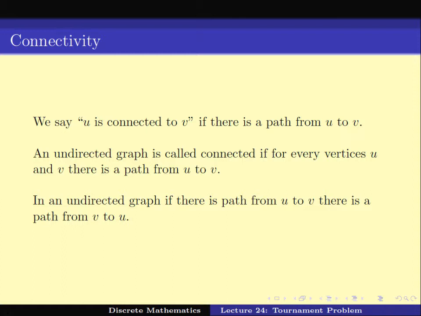In other words, the graph is connected if I can go from any vertex to any other vertex, maybe through some complicated way. It's something like you have a set of cities in India, and there are flight networks that go across these cities. Is it possible to go from any city in India to any other city in India using flights? And if it is so, then we call it a connected network or connected graph.